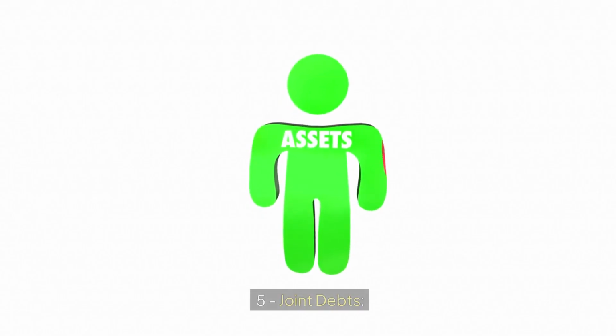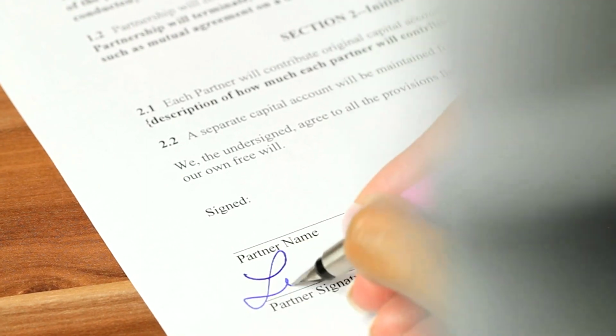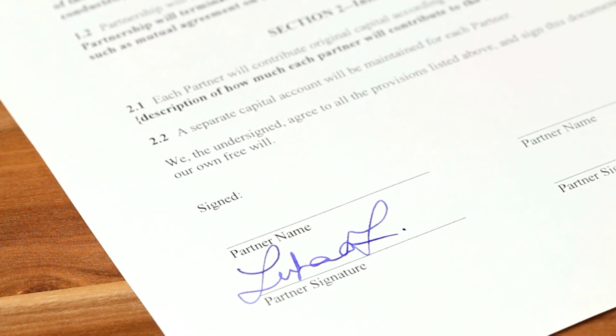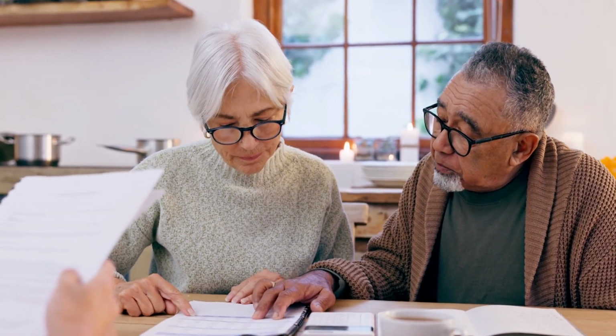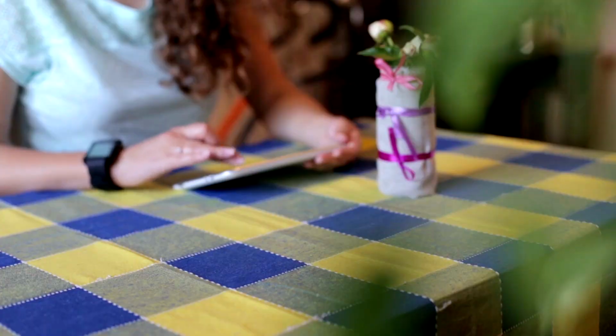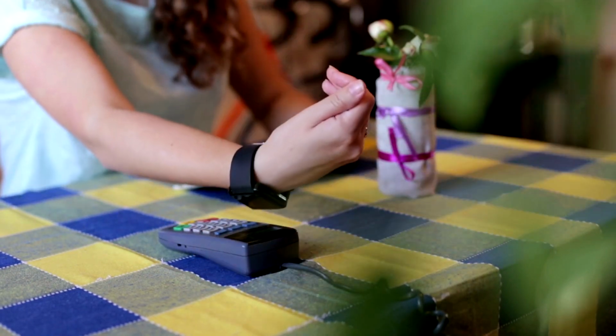5. Joint debts. If the deceased had joint debts with another individual, such as a spouse or business partner, the co-signer may be held responsible for the debt. In such cases, the co-signer may need to repay the debt using the deceased person's assets or their own resources. Understanding the implications of joint debts is essential to avoid financial obligations falling on the co-signer unexpectedly.